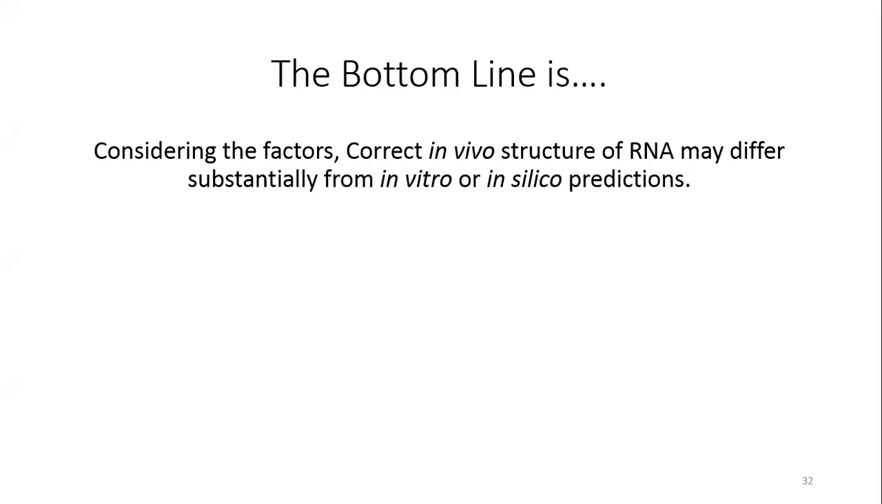Or even if you try to fold your RNA in a test tube, it might not be the same as what happens in cells. Why? Because in in vitro or in silico conditions, you are not considering the factors that we have discussed. Those four factors you do not consider in in silico prediction or in vitro folding, and therefore the in vivo structure of RNA may be different from what you see in vitro or predict in silico.